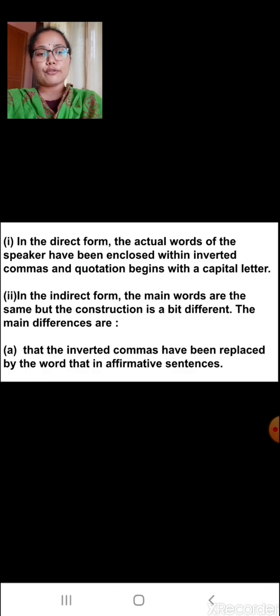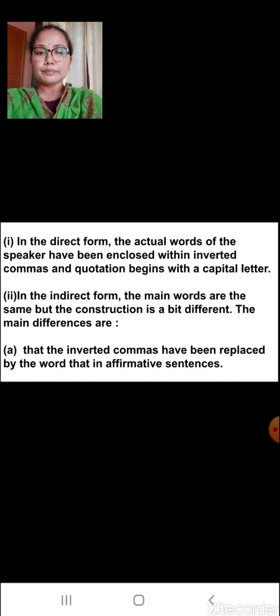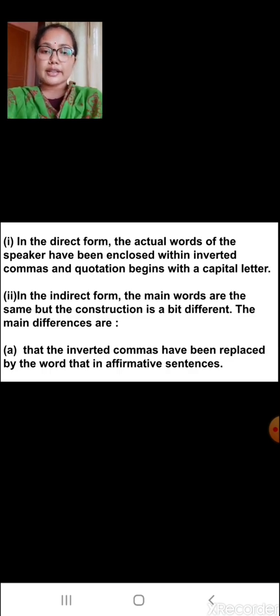In the direct form, the actual words of the speaker are enclosed within inverted commas and the quotation begins with a capital letter, as you have seen in the example here. As you can see, the exact words of the speaker are written in inverted commas and the first letter has begun with a capital letter. In the indirect form, the main words are the same, but the construction is a bit different. The main differences are in the indirect form.